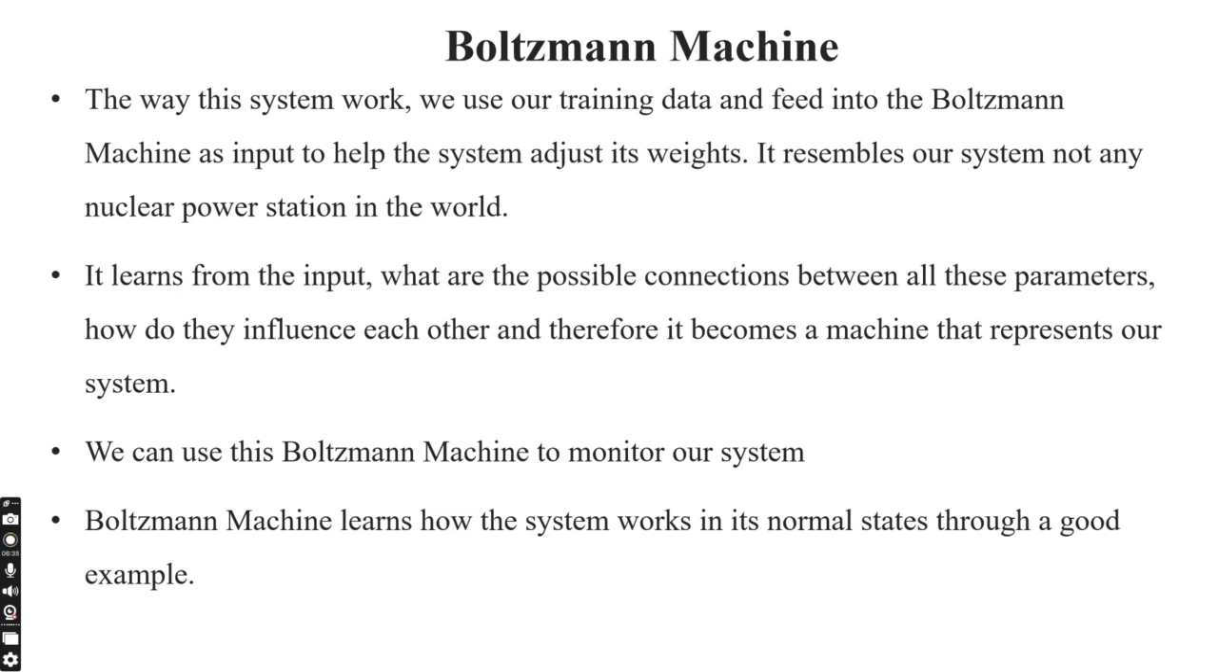The way this system works, we use our training data and feed it into the Boltzmann machine as an input and help the system to adjust to it. It resembles our system, not any nuclear power station in the world. It learns from the input what the possible connections between all these parameters are, and how they influence each other. And therefore, it becomes a machine that represents our system. We can use this Boltzmann machine to monitor our system. The Boltzmann machine learns how the system works in normal state through a good example.